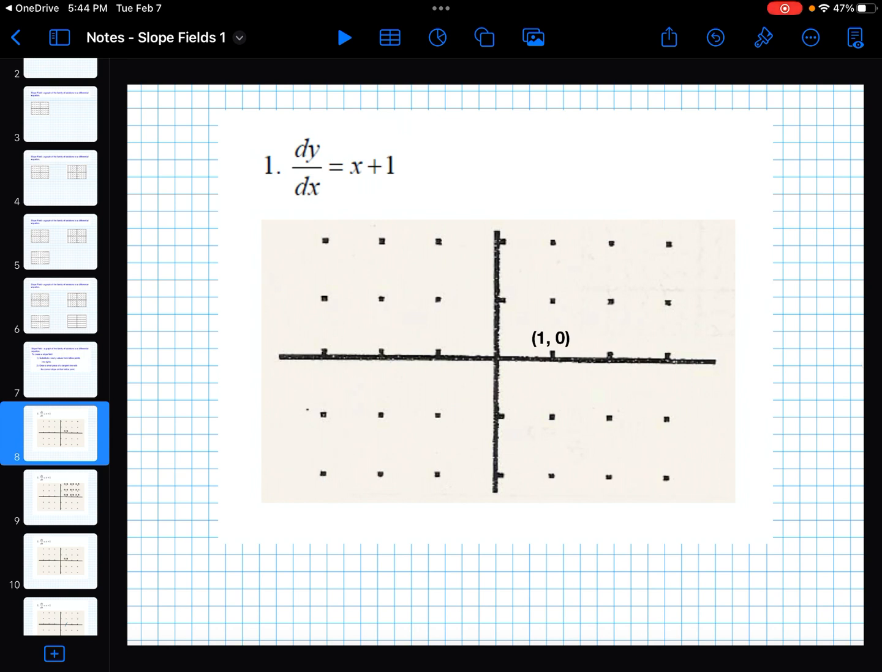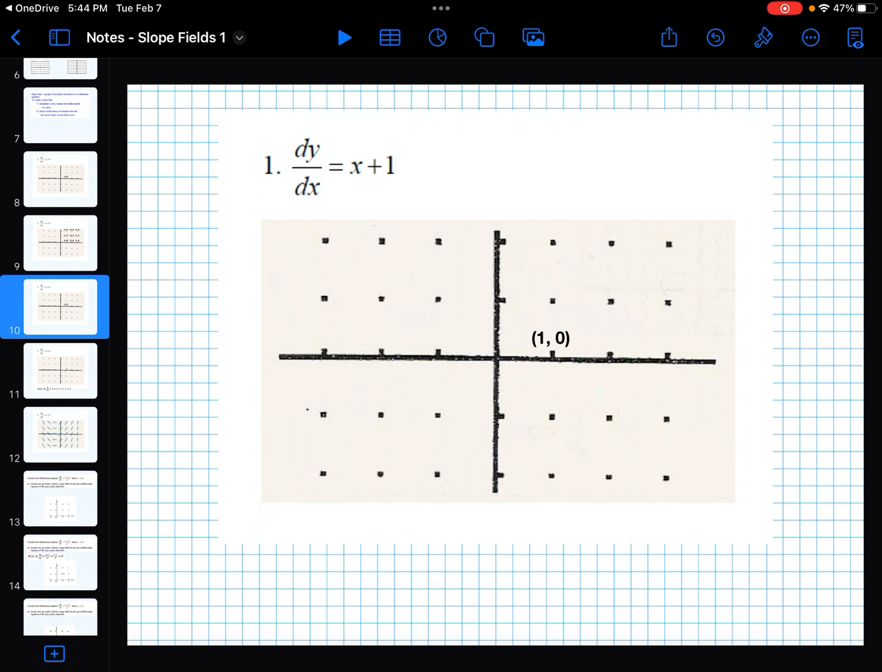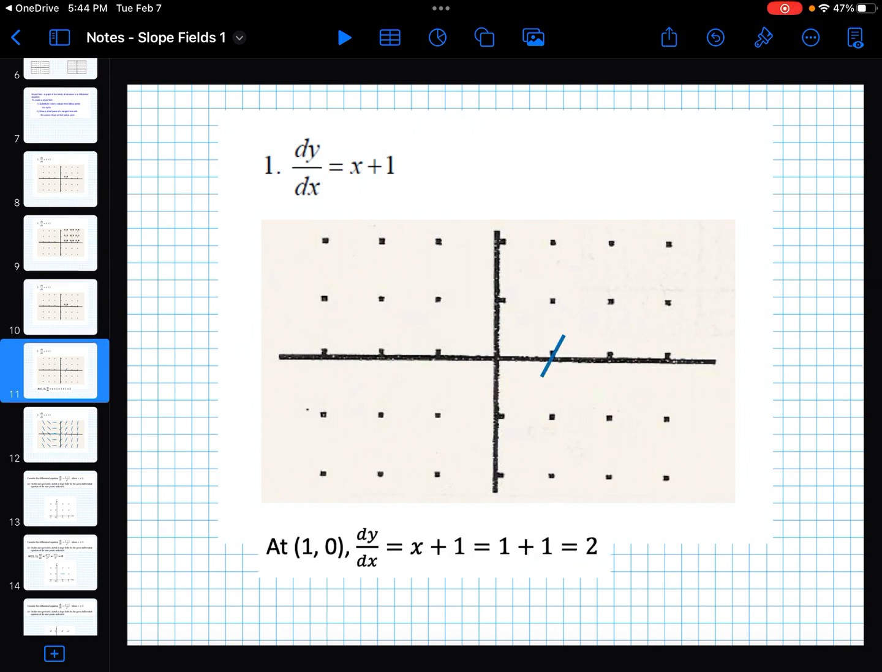So there's 1, 0 right there, x equals 1, y equals 0, but you could put coordinates of points in any one of these places here. So let's focus in on that 1, 0 again. What you're going to technically do here is take the derivative, which is given to you, dy dx equals x plus 1. Remember, the derivative tells you how to find the slope of the tangent line. And we substitute in our coordinates. Now, there's no letter y to substitute into here, but there's an x. So when I substitute 1 in for x, I wind up with a slope of 2.